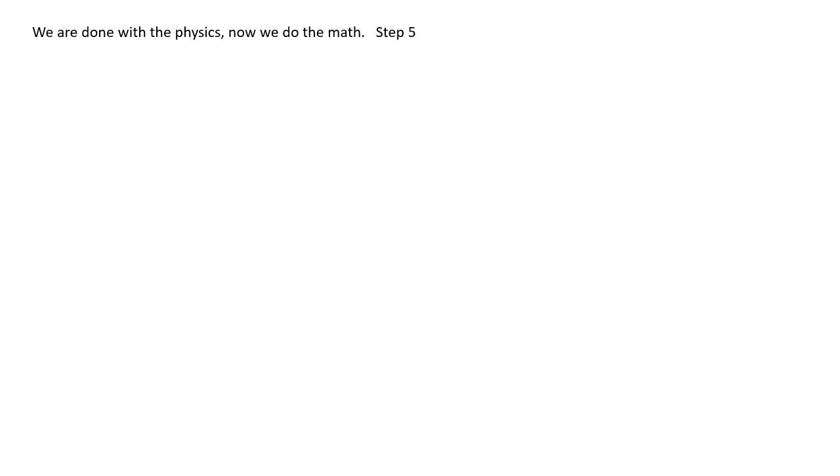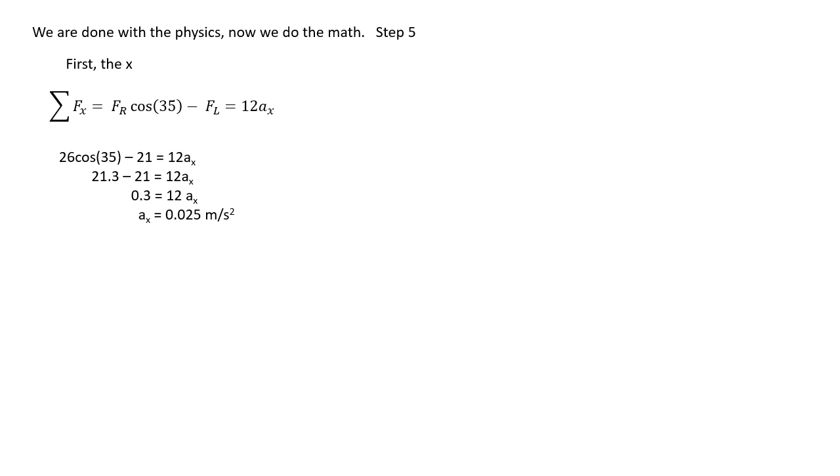We're done with the physics now, so now we have to do the math. That's step 5. First in the x direction. There's the equation I just had on the previous slide. Put in the appropriate numbers. I get 26 cosine 35 minus 21 equals 12 a sub x. 26 cosine 35 is equal to 21.3, so I get 21.3 minus 21 is equal to 12 a sub x. That's 0.3 is equal to 12 a sub x, or a sub x is now 0.025 meters per second squared.